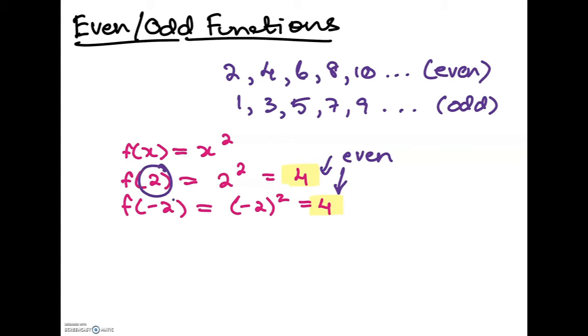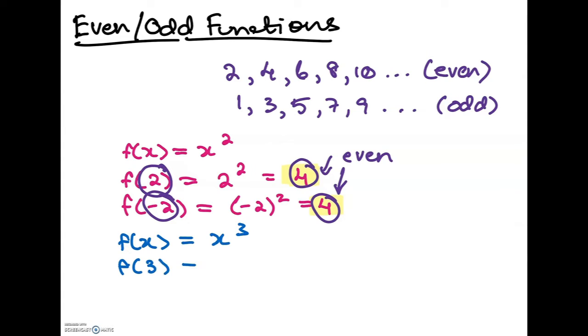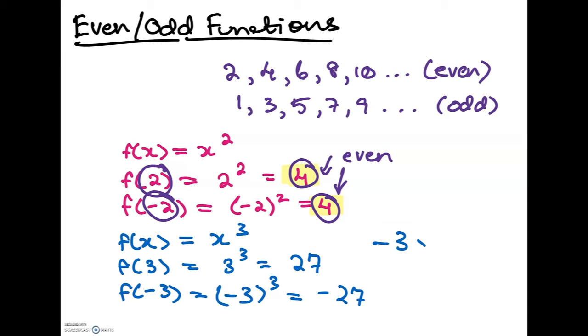Why? Because when you plug in a positive and negative version of the same number, you result in the same exact answer, positive 4. Now let's say we have the function f of x equals x cubed. Let's do the same thing. So let's plug in positive and negative 3. So f of 3 is equal to 3 cubed, which is equal to 27. And f of negative 3 is equal to negative 3 cubed, which is equal to negative 27. Why? Because negative 3 times negative 3 times negative 3 is equal to negative 27. These two negatives cancel out, so you have a negative here, and then you just multiply three times to get 27, so it's negative 27.